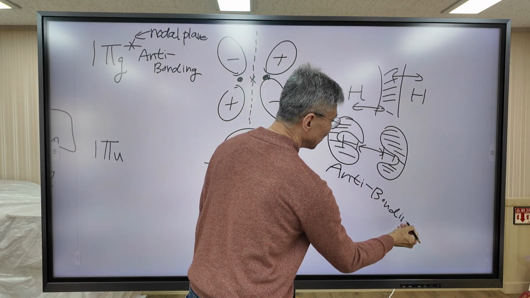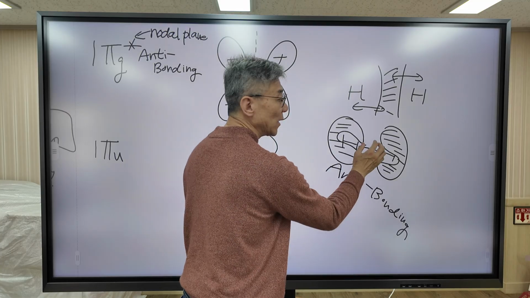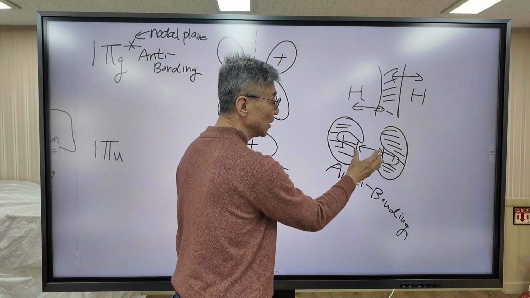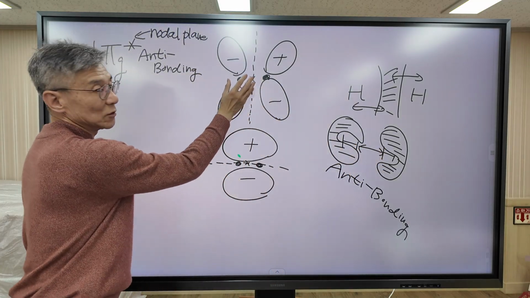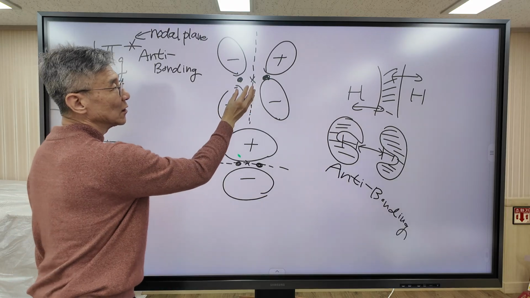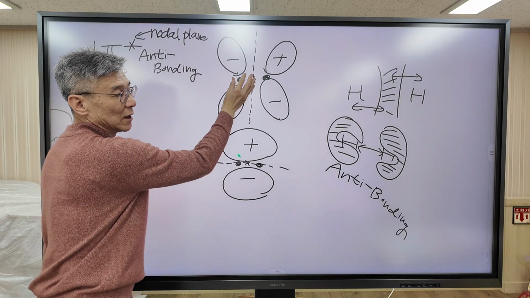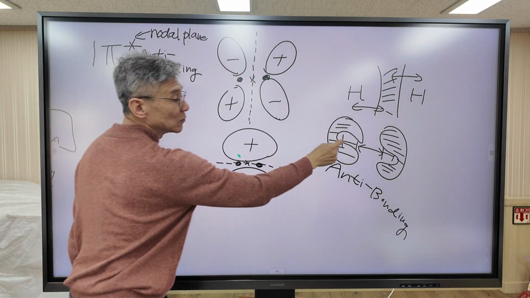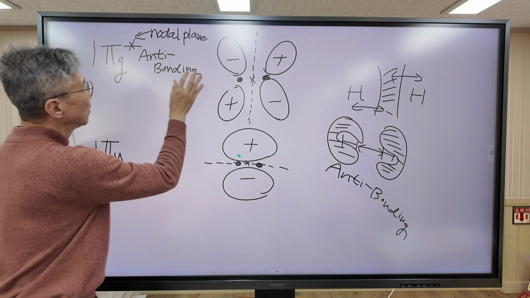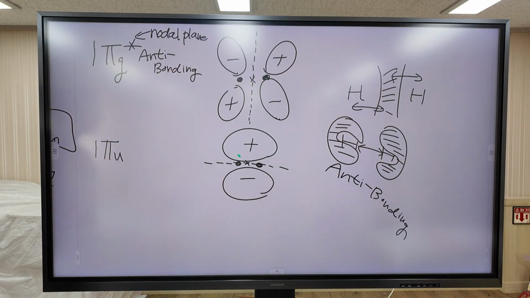So in an anti-bonding orbital, there are no electrons between the two nuclei. This orbital corresponds to this one. In this orbital, there are no electrons between the two nuclei. So this orbital is called an anti-bonding orbital.